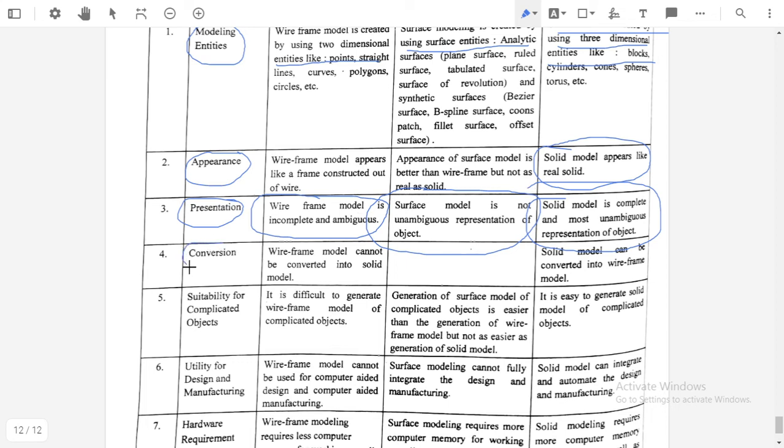Then conversion. If we take the entities as a conversion, then the wireframe model cannot be converted into the solid model, but the solid model can be converted into the wireframe model. Means the wireframe model cannot be converted into a solid model, but a solid model can easily be converted into a wireframe model.